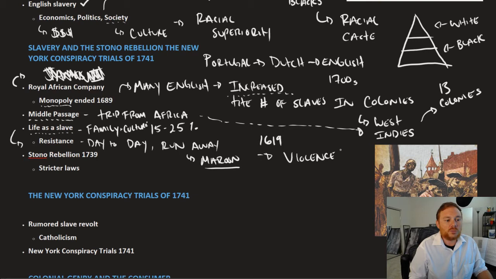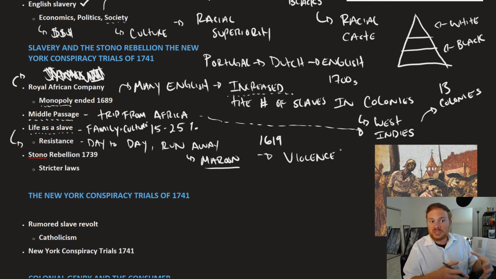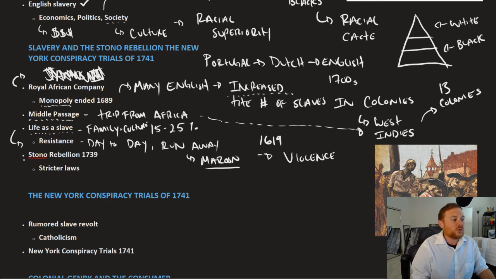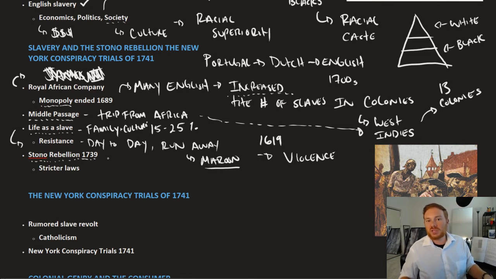And the most notable instance of violent rebellion by slaves in the English 13 colonies, that is the colonies that eventually became America, was the Stono Rebellion in 1739, where a group of slaves rose up and killed free white individuals, attempting to escape and eventually make it to Florida, I believe.